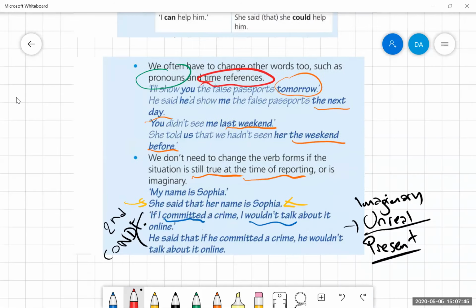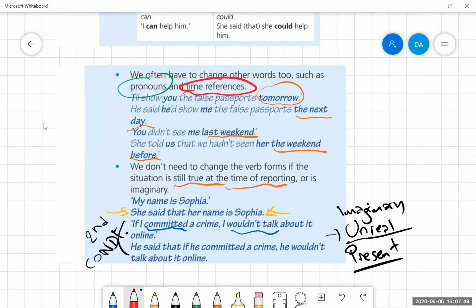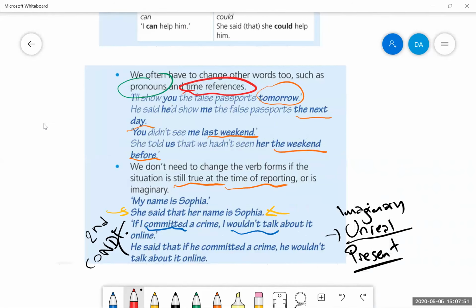And some further details. We often have to change other words too, as we talked before, such as pronouns and time references. What are the pronouns? I is a pronoun, he is a pronoun, okay?